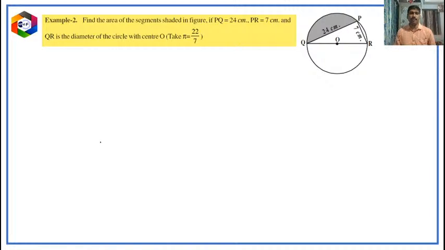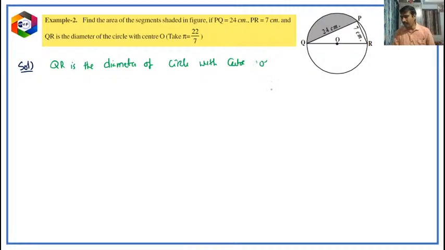Find the area of the segment shaded in the figure. Here very clearly, the black shaded part is to be calculated. PQ is given as 24 and PR is equal to 7, and QR is the diameter here. Observe children, QR is the diameter of the circle with center O. Since it is given as diameter, that means this is the semicircle.